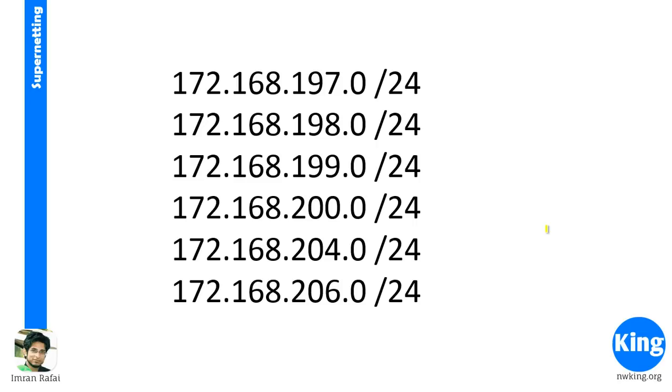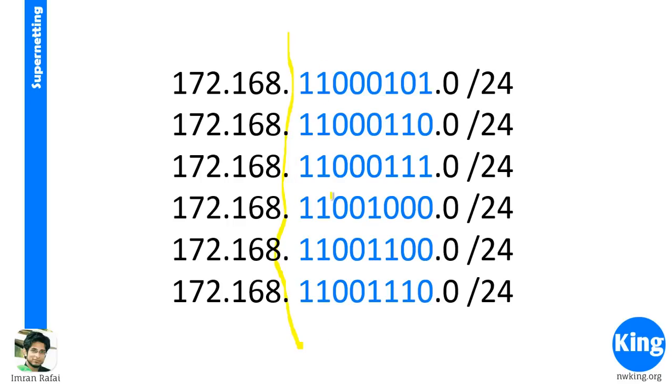Right, let's say there were six networks like this: 172.168.197.0, 198.0, 199.0, 200.0, 204.0, 206.0, all /24. How do we summarize these six network addresses into one? Firstly, we need to check where this changes. The first two octets don't change at all, so we're not bothered about them. The change is happening in the third octet. So let's convert that into binary and see where the change is. Now, the first four bits don't change at all. It's only the last four bits that change. So the green part does not change at all if you compare these six. Only the last four bits are changing, right?